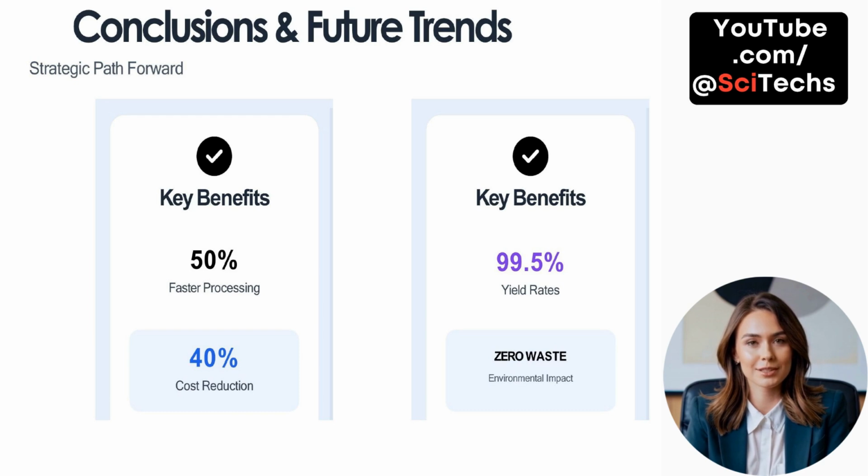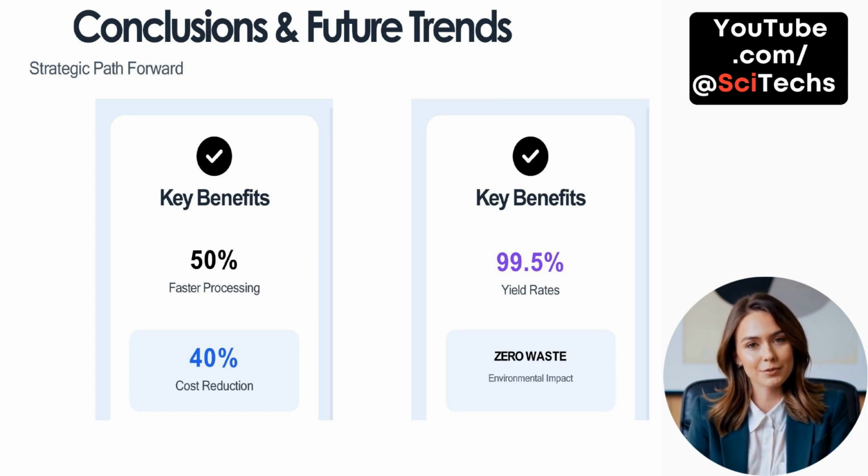Conclusions and future trends. Strategic path forward. Looking ahead, the adoption of advanced process technologies in semiconductor manufacturing promises substantial benefits. One of the most impactful improvements is a 50% increase in processing speed. Faster processing allows for greater throughput, helping fabs meet rising global demand without needing to expand floor space.